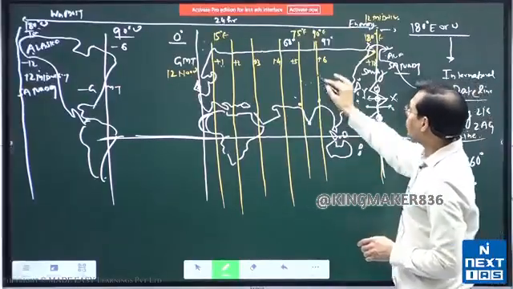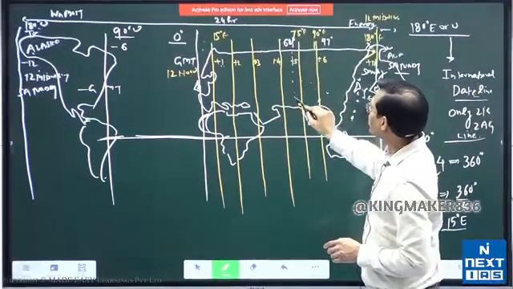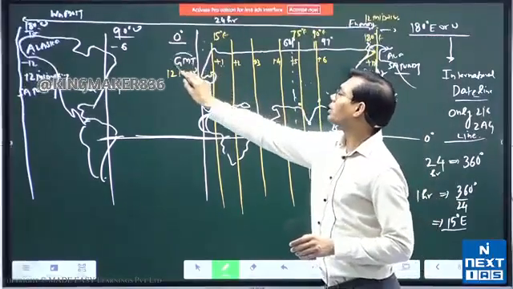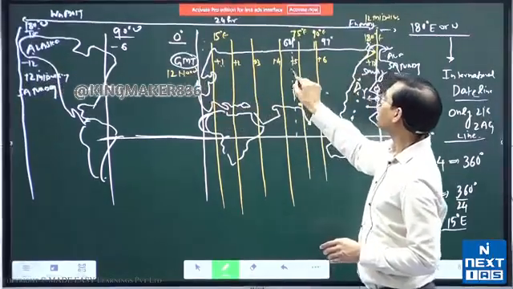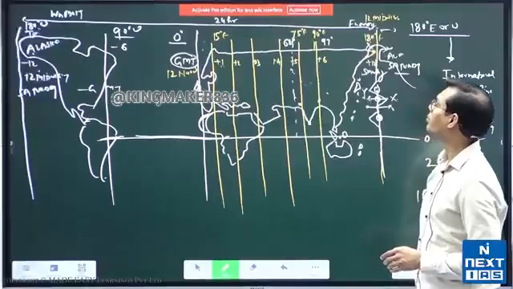Any idea what would be the time at 68 degrees? Suppose it is GMT whatever. How much ahead of GMT is the Gujarat side? Can you calculate?